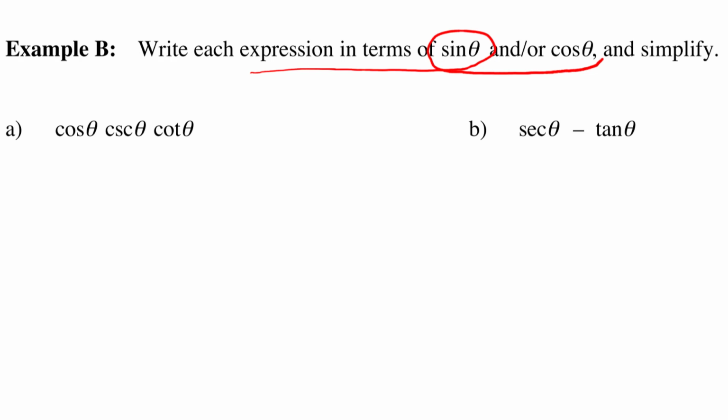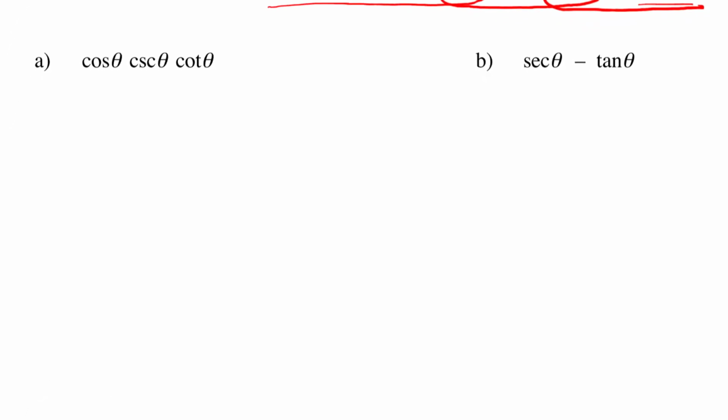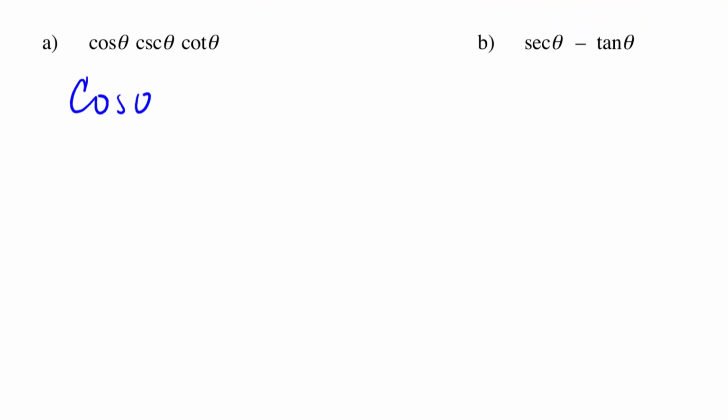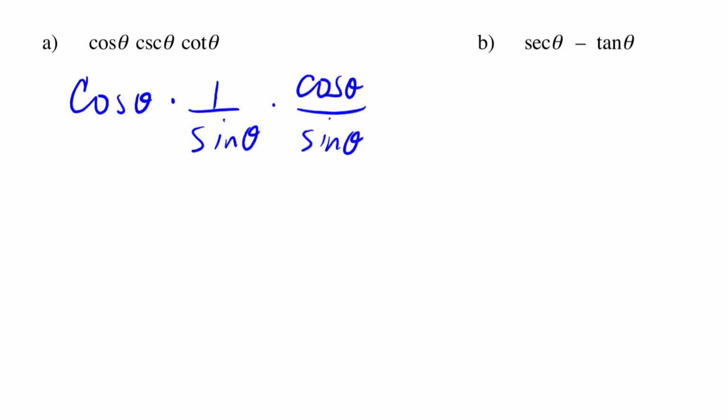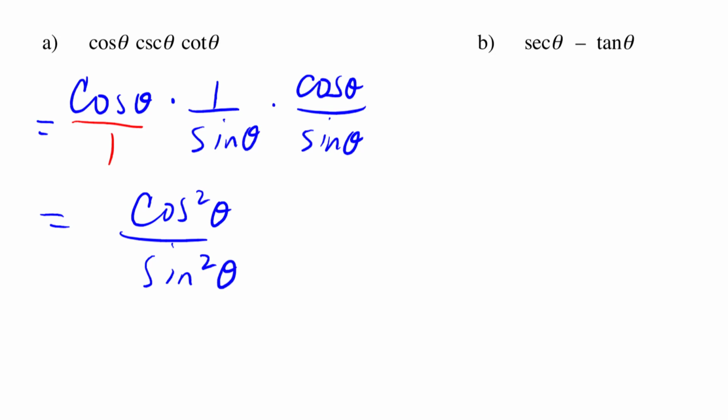Okay, again, write each expression in terms of sine and cosine and then simplify. We treat sine and cosine kind of as the foundation functions, so that's why we keep going back to sine and cosine. So here we have cosine theta times cosecant, which is 1 over sine, times cotangent, which is cosine theta over sine theta. When we put these together, the numerators multiply to become cosine squared theta, and the denominators are sine squared theta. And this is cotangent squared theta. And that's the simplified form.